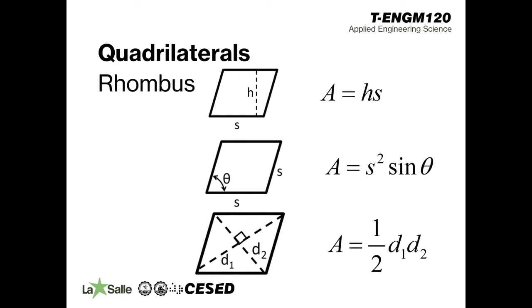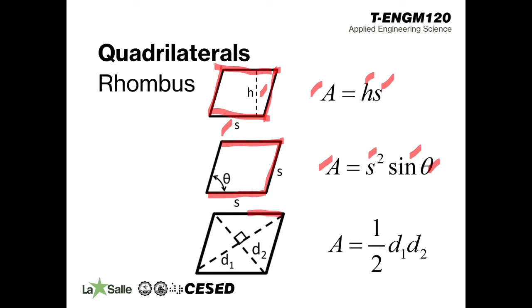Next, other quadrilaterals: we have the rhombus. Given the side and height, area equals H times S. It's almost the same concept as before. Then we also have area equals S squared sine theta, because a rhombus has equal sides. Earlier it wasn't, but this one is the same. And then the angle is given.